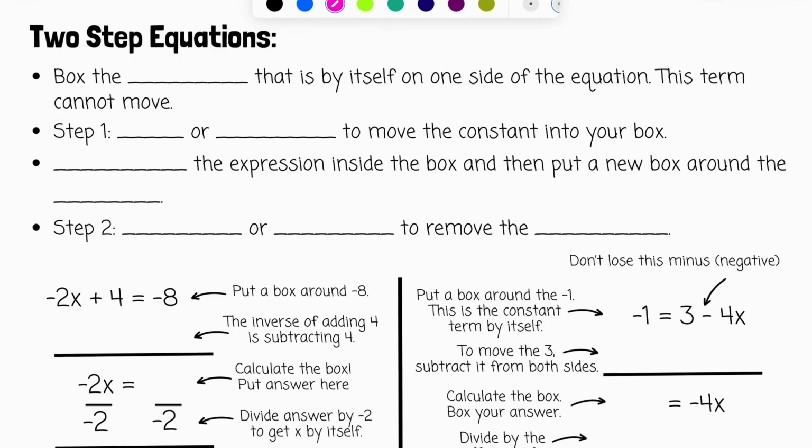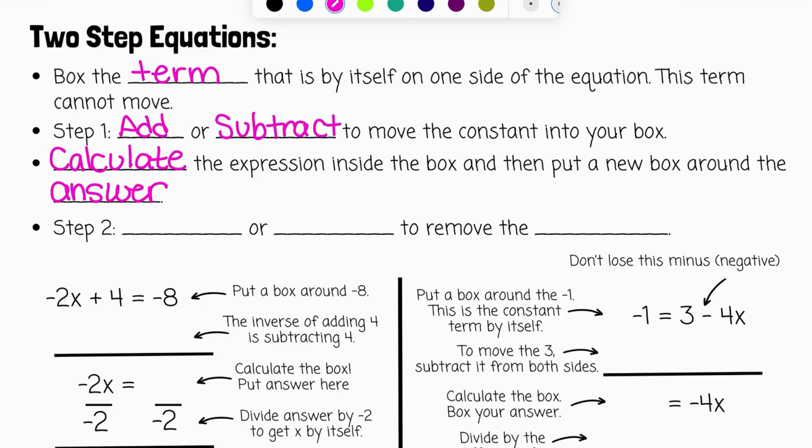Now let's move on to two-step equations. We're going to start out the same way. We're going to box the term that is by itself on one side of the equation. This term, again, it cannot move. Your first step is always going to be to either add or subtract. This is going to move the constant into your box. Then you're going to want to calculate the expression inside the box and put a new box around the answer.